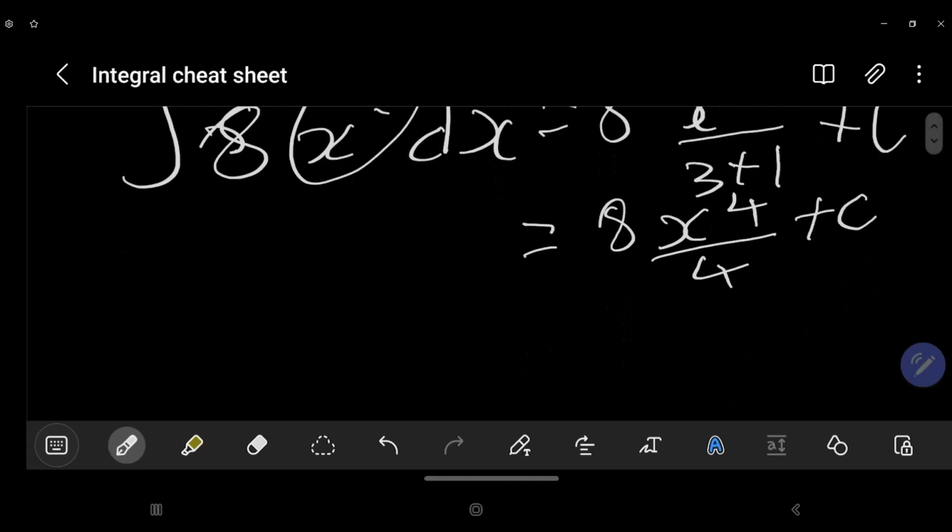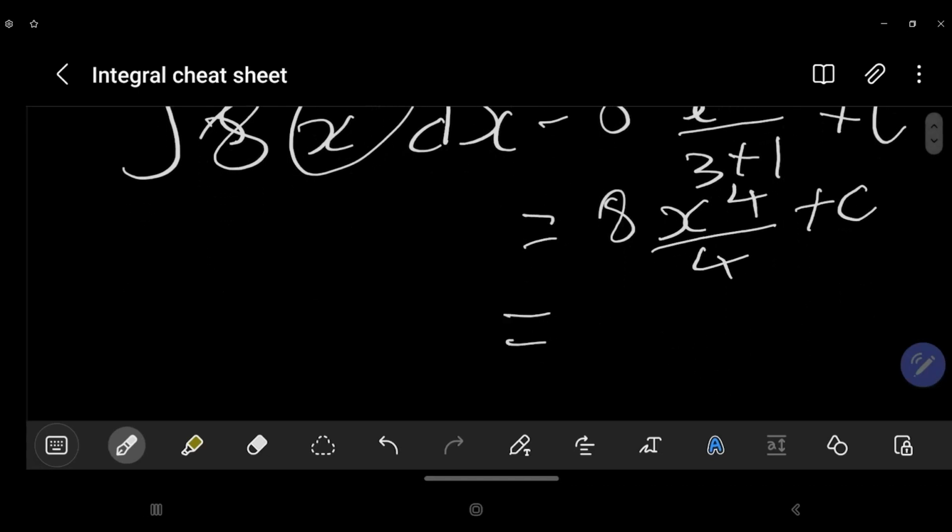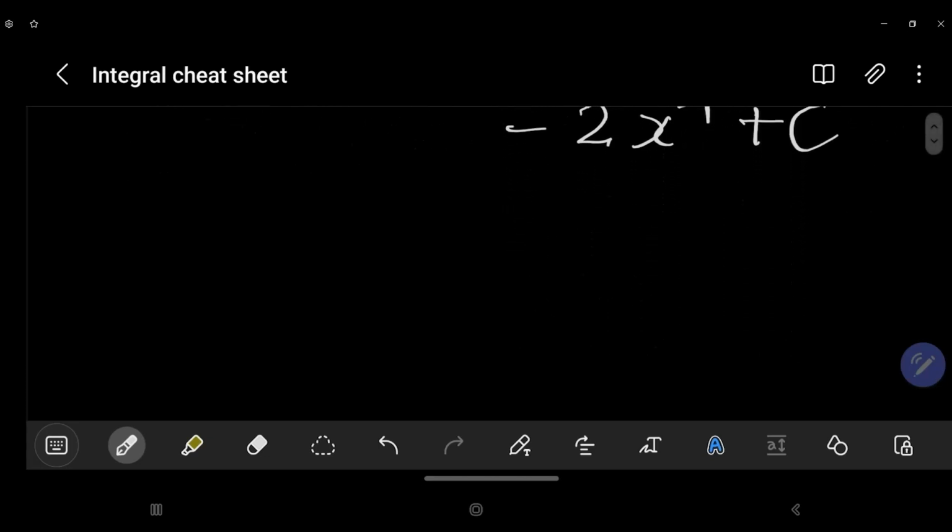Are we done? No, we need to simplify. Let's get that bonus mark. So we'll have 2x raised to the 4 plus c. 4 can go into 8 2 times. Okay, quite simple, right? Let's do 2 more examples, just so you can get the hang of things with the power rule.